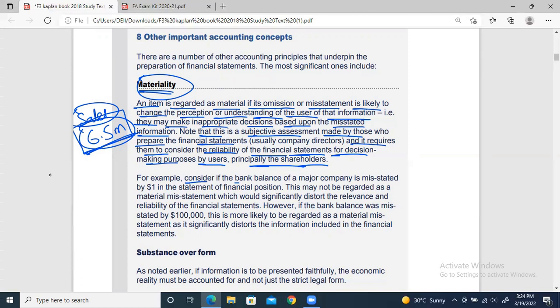For example, consider if the bank balance of a major company is misstated by $1 in the statement of financial position. This may not be recorded as a material misstatement, obviously, because this is a very small amount. Materiality basically means any important value or any important amount, right? So $1 is not important. Let's say the normal bank balance of the company is $1 million. If we record it just below by $1, it will not make any sense, right? The shareholders will say, okay, let it go.